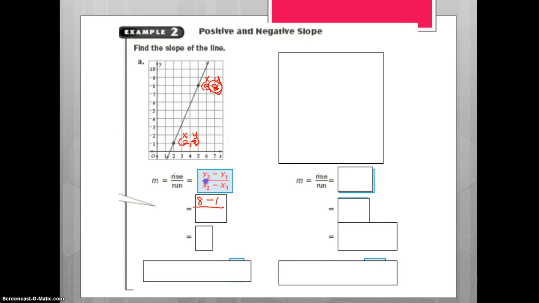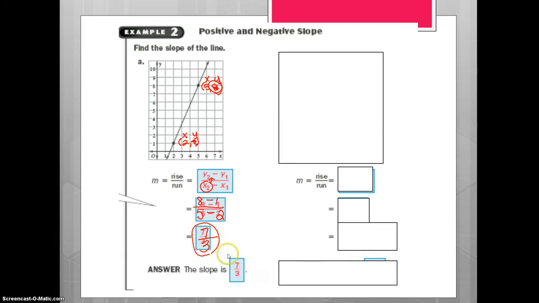Now, the x does matter. The x has to belong with the y I chose at the beginning. So here's the 8. Go back up to where the 8 was. What is the x that belongs with it? 5. Subtract the x, which is 2. Now we subtract. 8 minus 1 is 7. 5 minus 2 is 3. And that's our answer, 7 over 3. Because remember, we want to keep it improper.